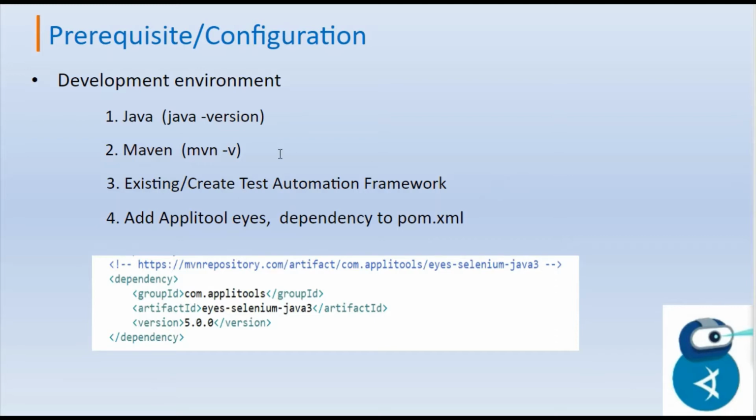You need Java installed on the system. For that you can check it using the java -version command. Then you should have Maven installed on the system if you want to run from the command line. Then you should have any existing framework, or you can create a new Java Maven project. And then you have to add the Applitools Eyes dependency. Additionally, other dependencies are already required, that's the Selenium dependency or the WebDriver Manager dependency. But for Applitools specifically, you have to add the Applitools Eyes dependency in the pom.xml.